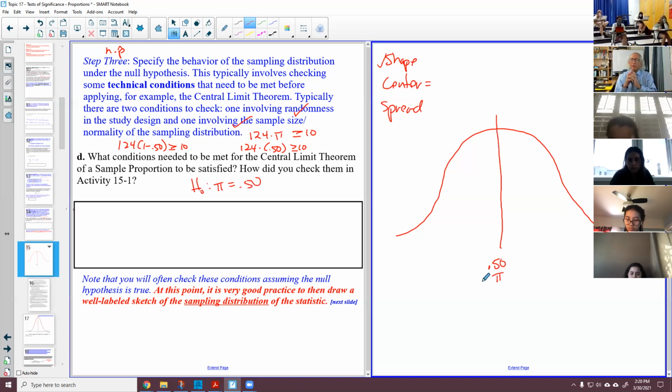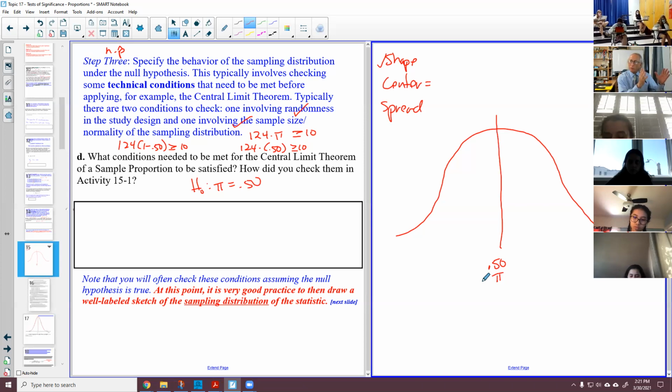But for tests of significance, we're starting from our null hypothesis. So we are using pi as our center. This is an important distinction, right? Confidence intervals use p hat. Test of significance uses pi. I would just write that down so you make sure that you're clear on that.